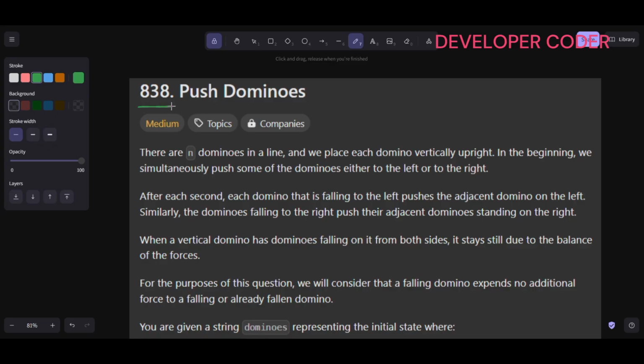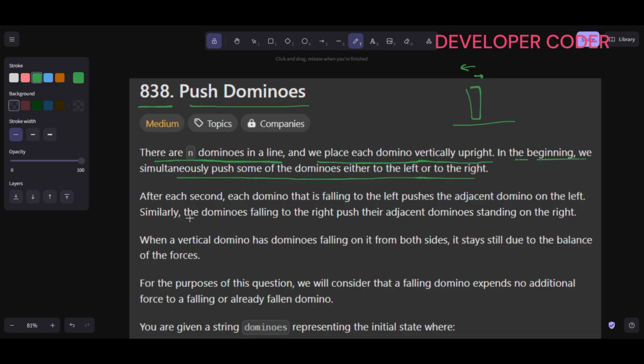Problem number 838, push dominoes. So let's read the problem statement first. There are n dominoes in a line and we place each domino vertically upright, in the standing order like this, all the dominoes.